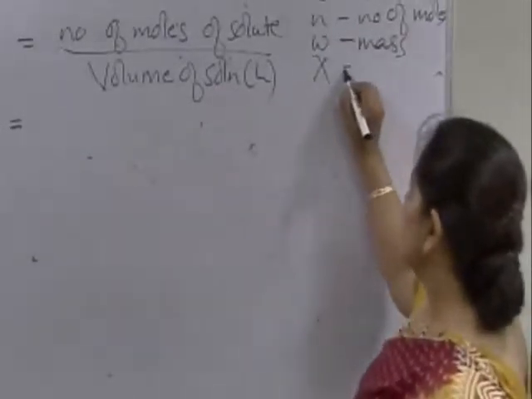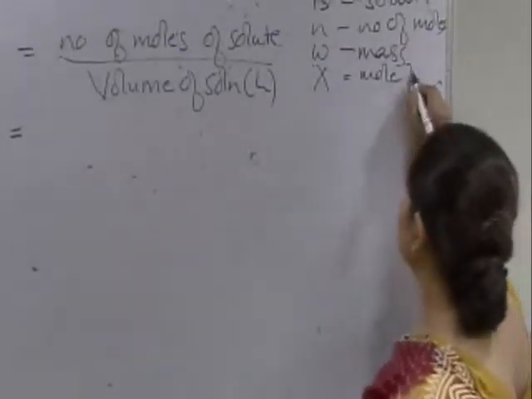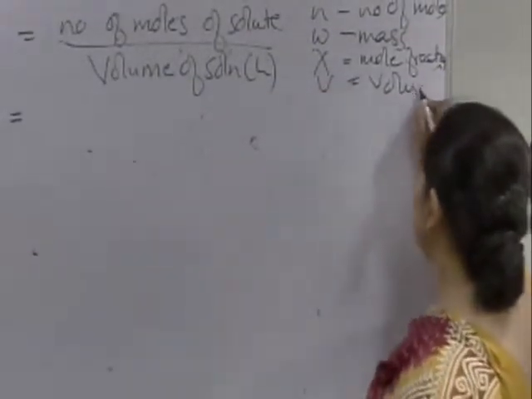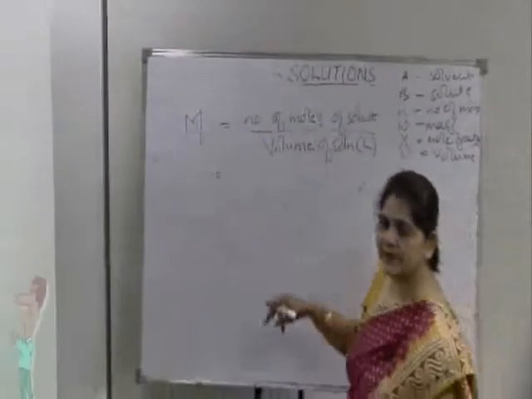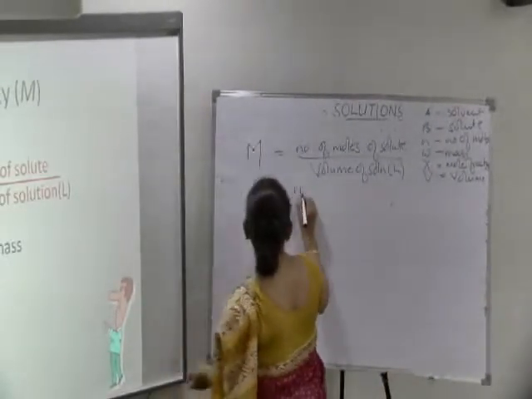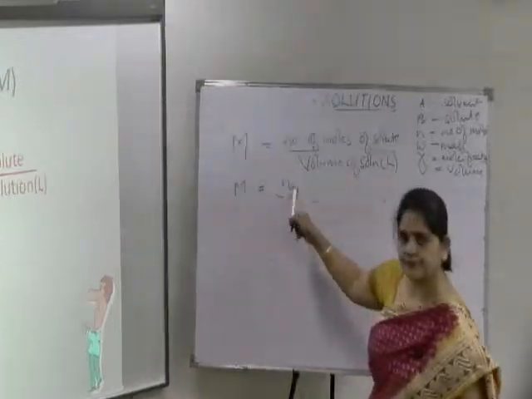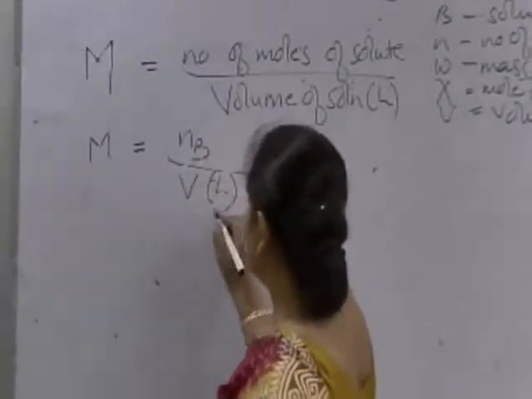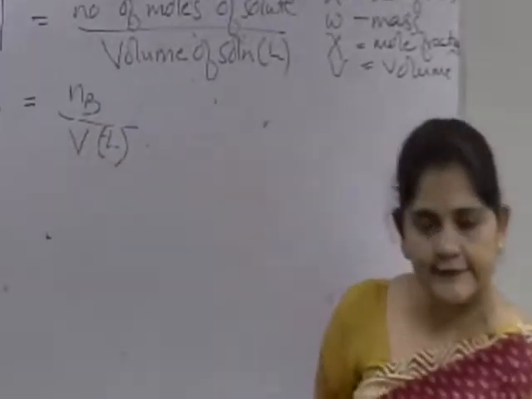Chi for your mole fraction, and V for volume. So if I have to represent this mathematically, the formula for molarity, I'll be writing it as the number of moles of the solute per liter of the solution. That means the volume of solution in liters.